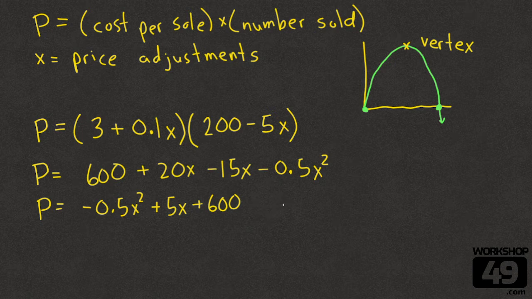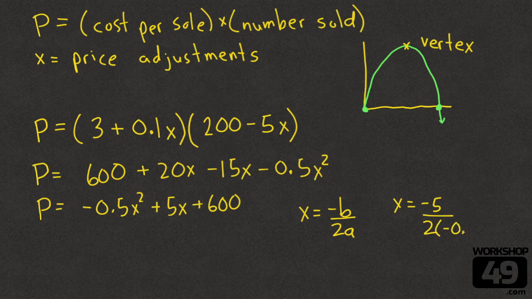How do we get the vertex? We're going to use our vertex equation, which is x equals negative b over 2a. X is equal to our b value, in this case the number in front of the x. That's a 5. So we get negative 5 over 2 times our a value, which is negative 0.5. We divide that out, and we get x equals 5.